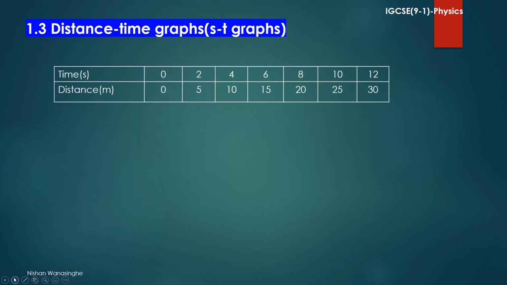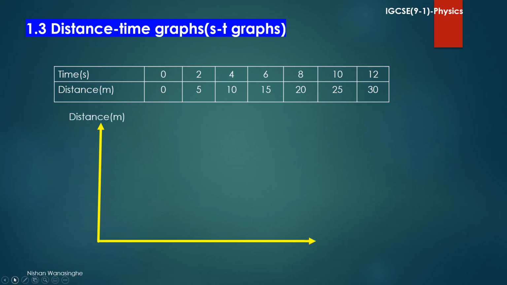Okay, first look at this table. Time is given in seconds, distance is given in meters. Time: 0, 2, 4, 6, 8, 10, 12. Distance: 0, 5, 10, 15, 20, 25, 30. Using this table, we'll draw the graph. We take the y-axis as the distance, and you have to mention the unit within brackets, that is meters. X-axis: time, within brackets, seconds.